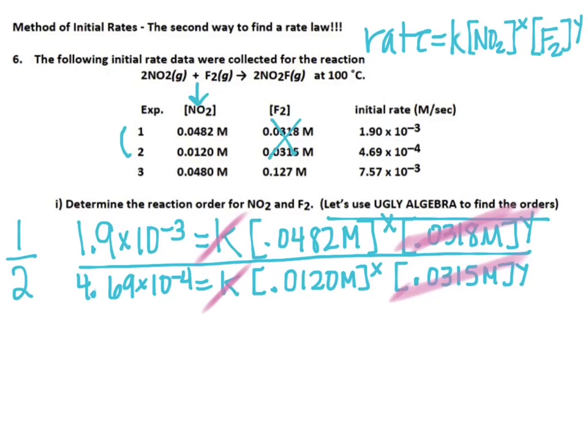Not the X's. We are solving for X. So we also get rid of the Y? The Y is out too, yes. Okay, so put that in the calculator. 1.9 times 10 to the minus 3 divided by 4.69 times 10 to the minus 4.